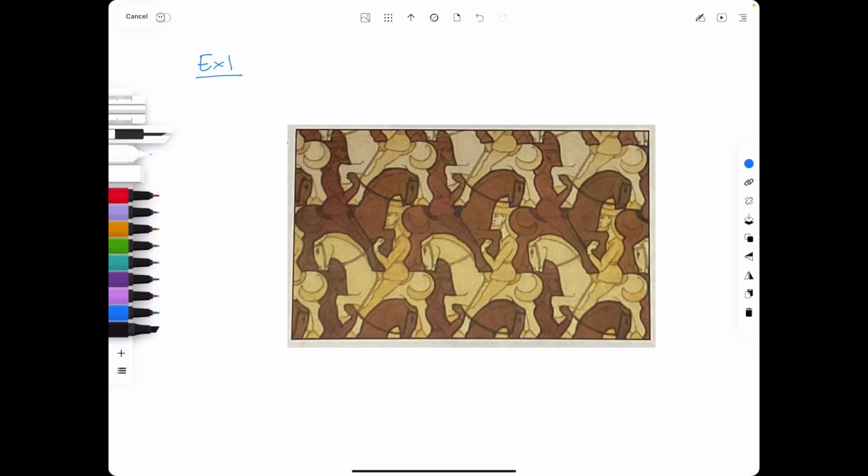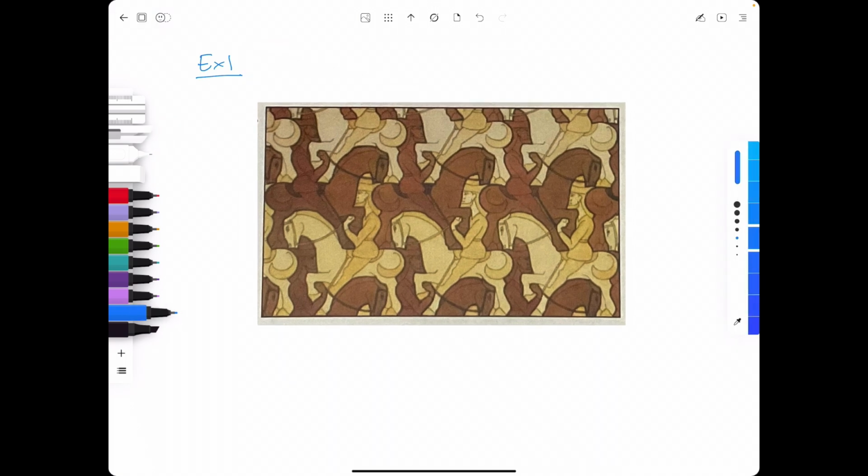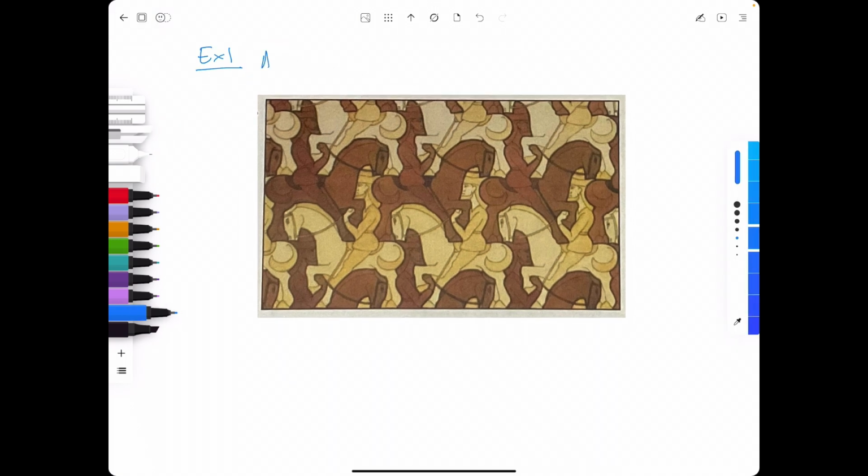Cheater, I know, isn't it? Good luck drawing this one. So in art, the artist is M.C. Escher. I don't know the title of this one, or if there's a name for it, but whatever.